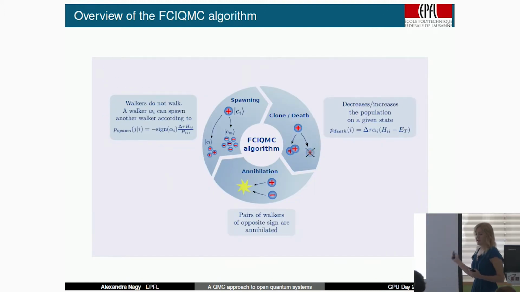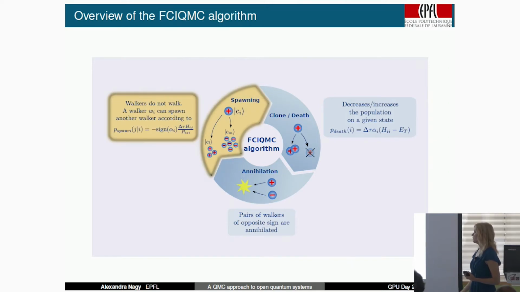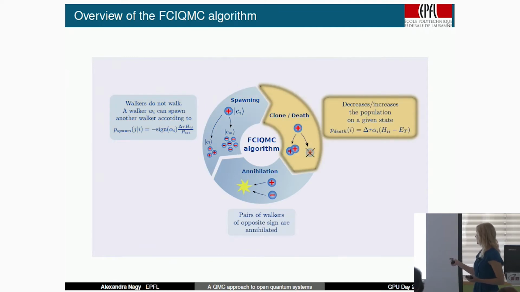These rules are applied at every time step for every occupied state. So technically our walkers are not going to walk, but they can spawn other walkers on different states with a stochastically realized probability which will depend on the Hamiltonian element which connects them. Then we will take care of the diagonal step. This will just increase or decrease the population on a given site.